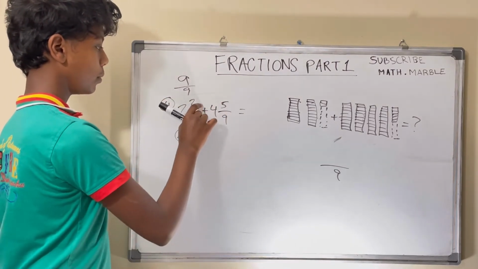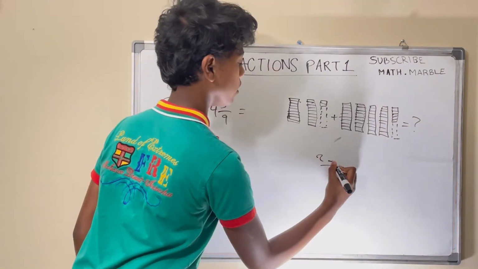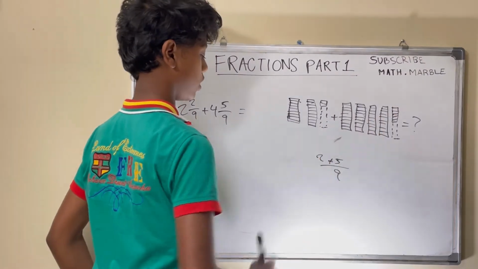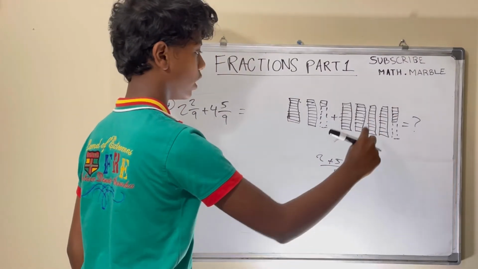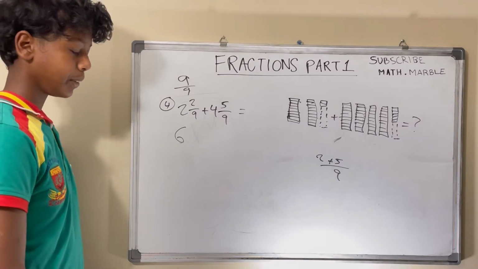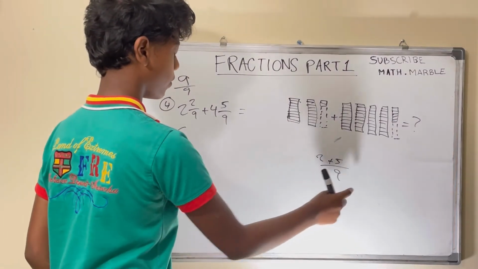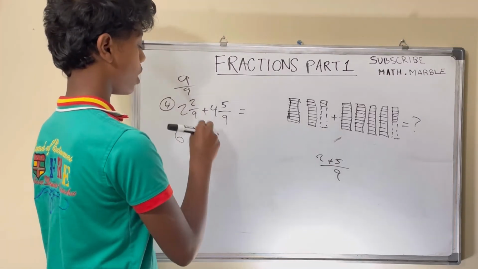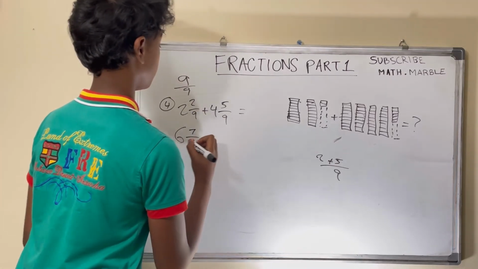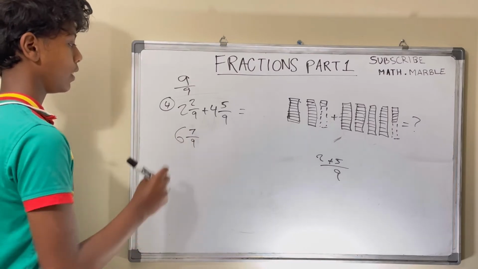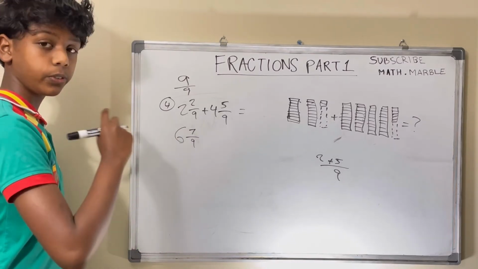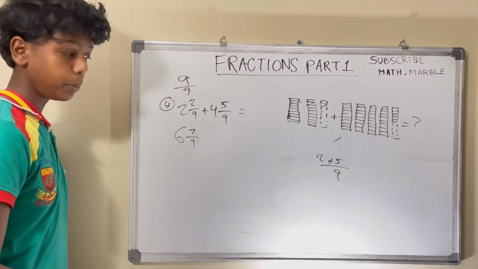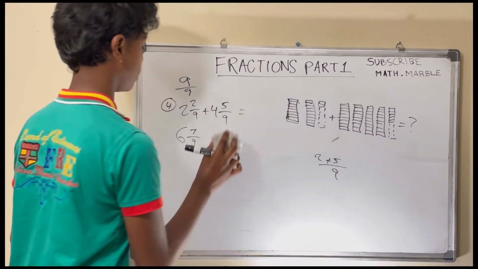So 2 plus 5, let's write that down. 2 pieces of chocolate plus another 5 pieces of chocolate over our denominator of a 9-piece chocolate bar. So 2 plus 5 over 9. Now 2 plus 5 is 7, and our denominator stays the same. 6 and 7 ninths. 2 and 2 ninths plus 4 and 5 ninths equals 6 and 7 ninths. I hope you understand this question, and we'll move on to the next one.